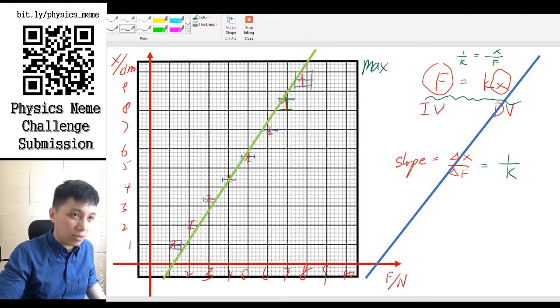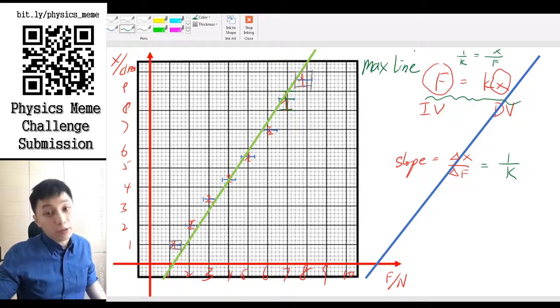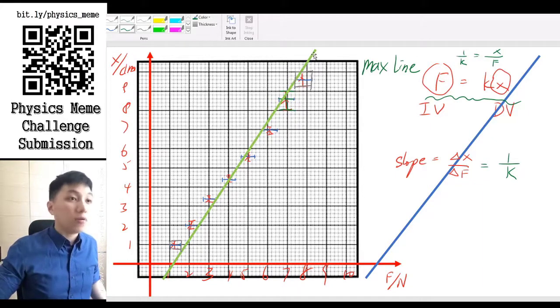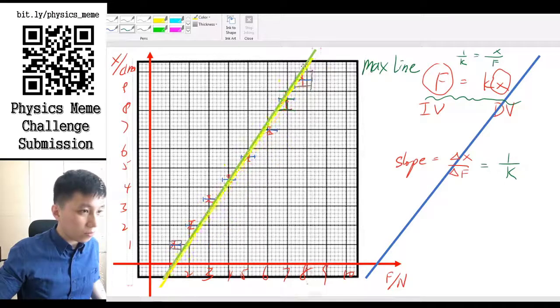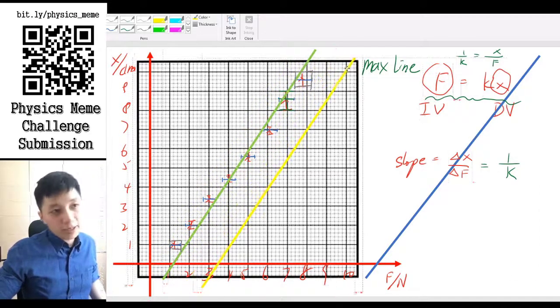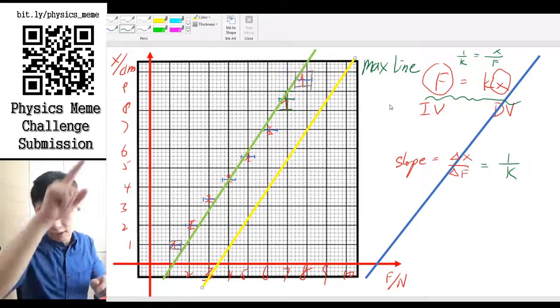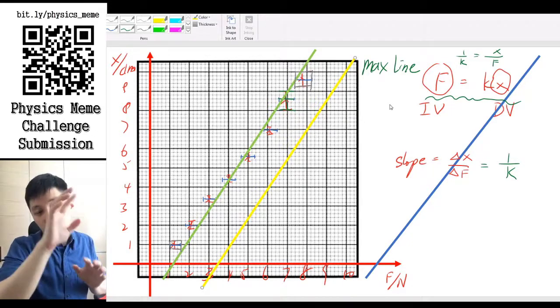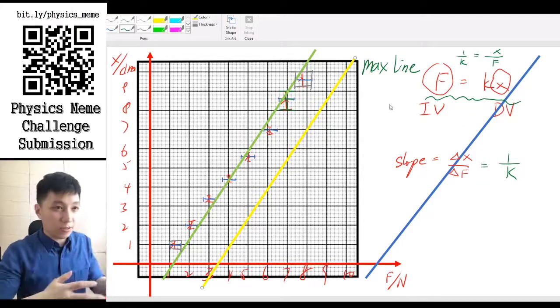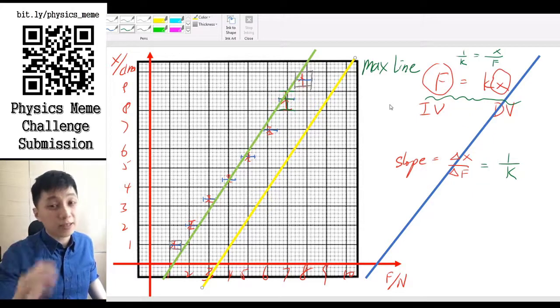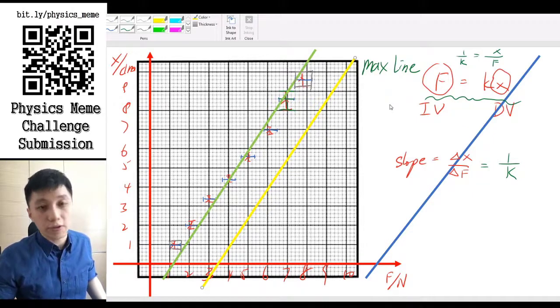So let me put the name here. For the green color, it is the maximum line, and obviously we are going to get the other one, called the minimum line. So let me copy this and change it to another color, maybe yellow. Similarly, for the maximum line you can use two corners as the first step, and for the yellow line it's going to be the same. Let me give you 10 seconds to think about which two corners we should choose.